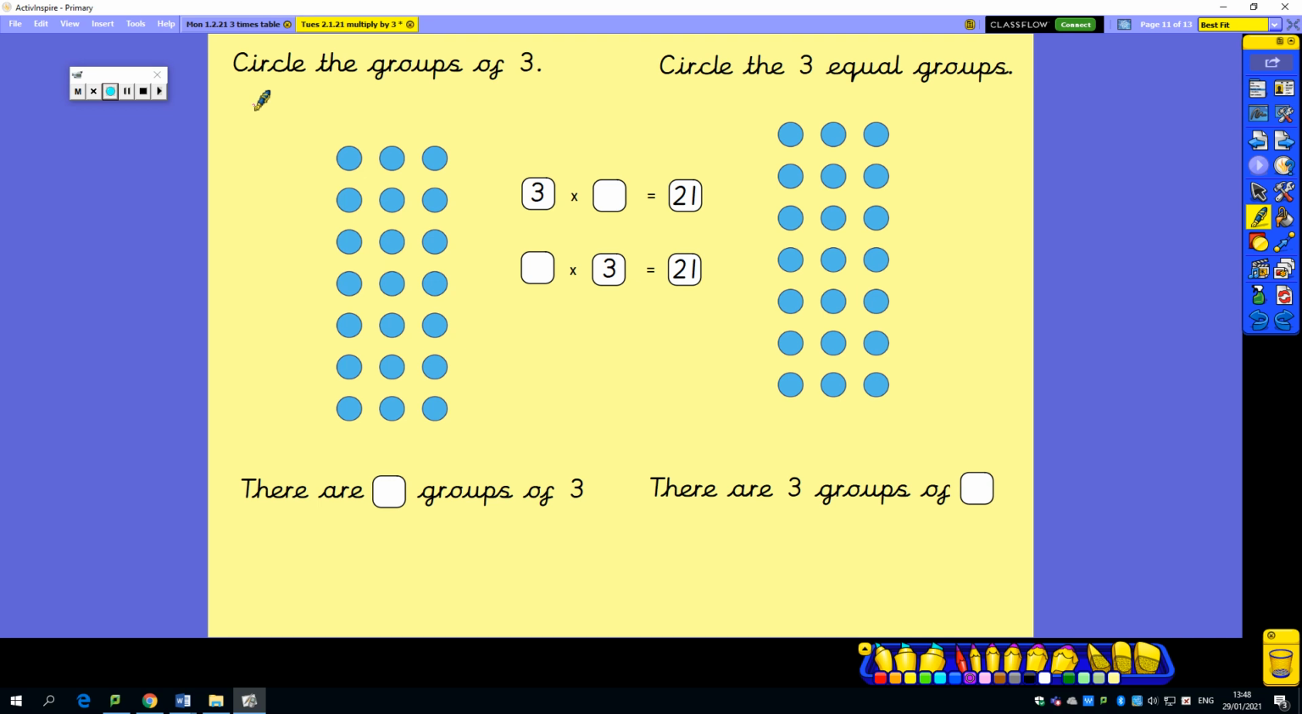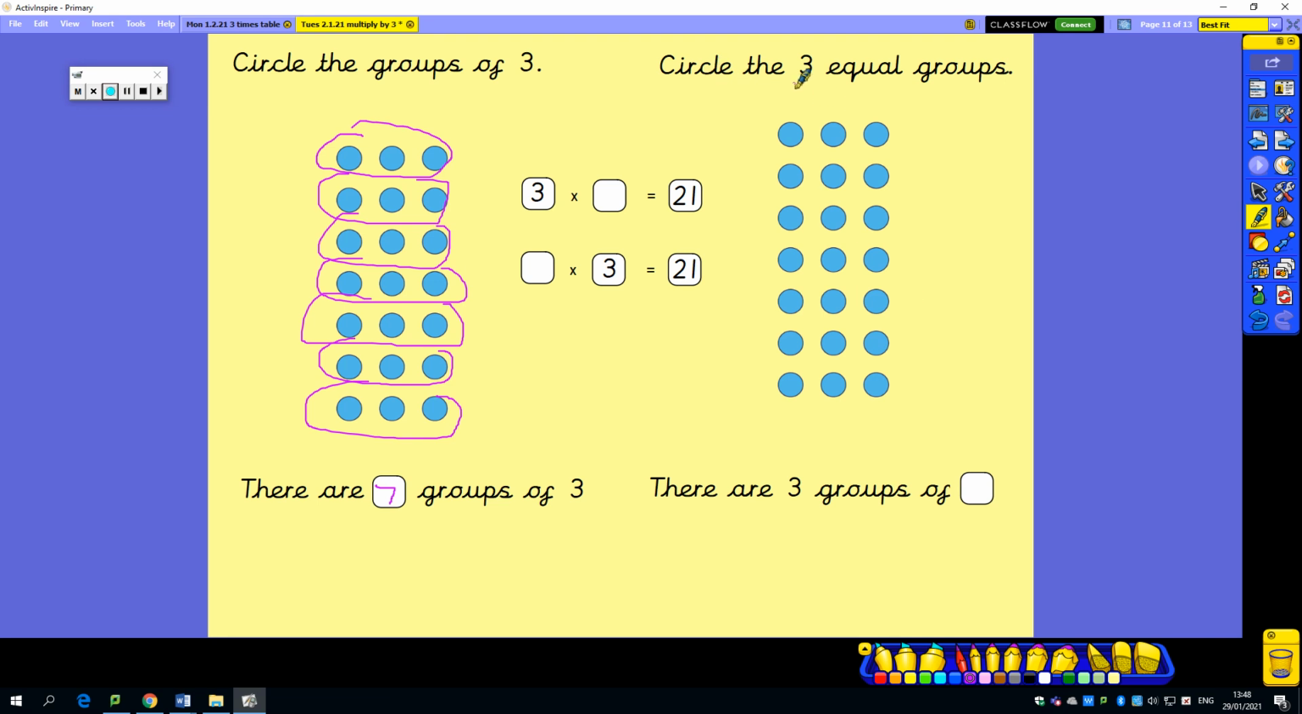This side asks us to circle the groups of 3. So have a look. Which way do I need to circle my groups if I'm circling the groups of 3? I'm going to do it this way round because then I've got 3 in each group. So I've circled my groups of 3. How many groups are there? 1, 2, 3, 4, 5, 6, 7. There are 7 groups of 3.